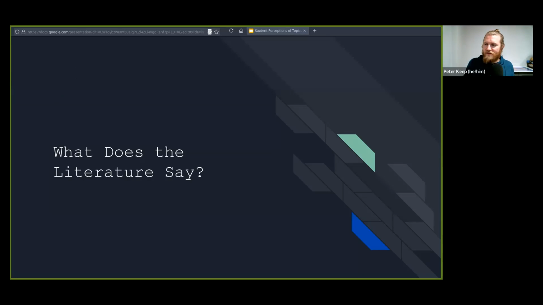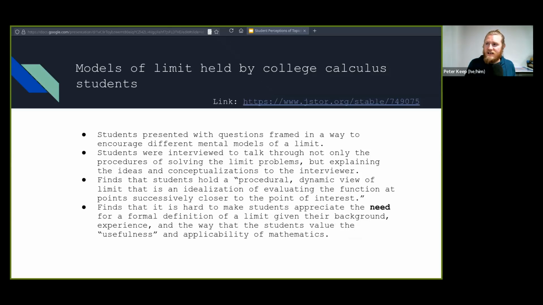So probably the first thing that we should do is start off with just looking at what's been published on how students are thinking about these kinds of topics. So here's the first paper that we have. I'll put that link in the chat if you're not following along on the slides. This is Models of Limit Held by College Calculus Students. It's a 1991 paper by Stephen Williams, and I think it's probably a pretty foundational paper.